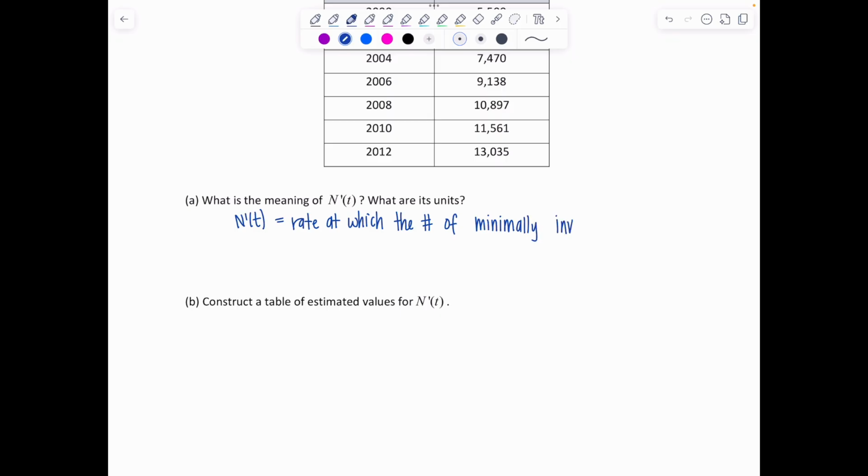invasive cosmetic surgery procedures, should we be that precise? Sure, whatever. Performed in the, I don't like stuff like this. It feels too much like English class. Okay, performed in the US is changing.